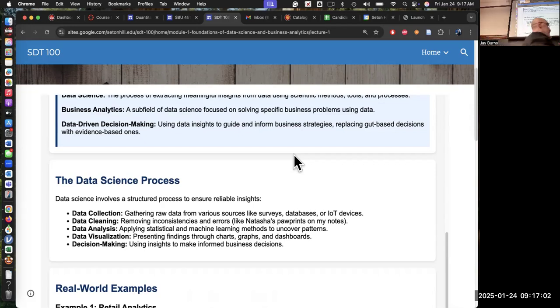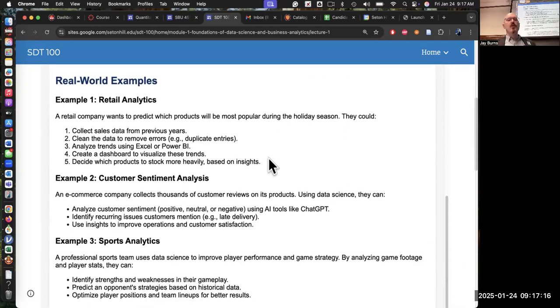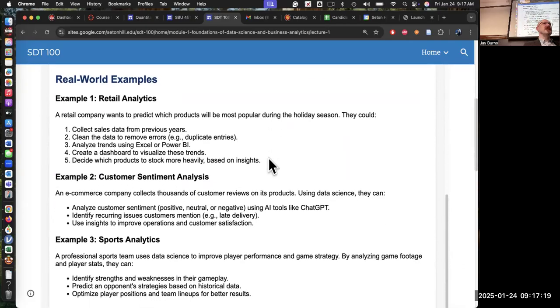We're not going to individually go through each of the steps, but the basics are data collection, data cleaning, data analysis, data visualization, and then decision making. And each of these steps is vital to the process. We talked about some real world examples, which would be things like retail analytics. Some other examples would be things like sports analytics.